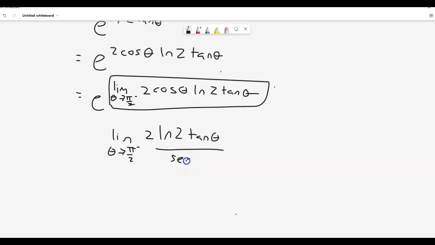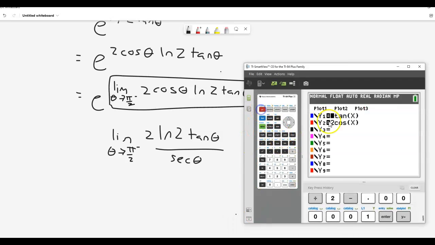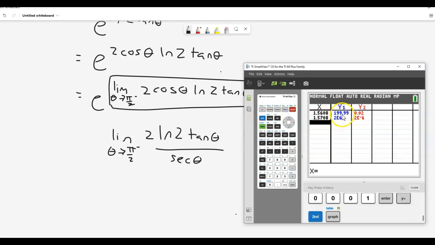Which is secant of theta. All right, now we know that plugging pi over 2 into the natural log of tangent of theta, where I put tangent of theta into y1 here, gets closer and closer to infinity.